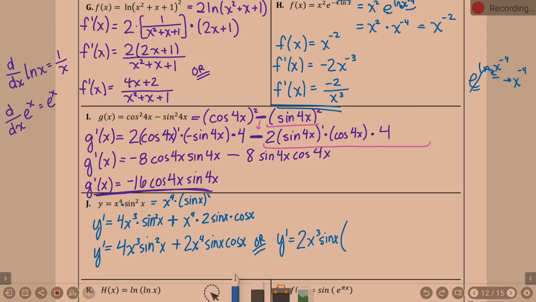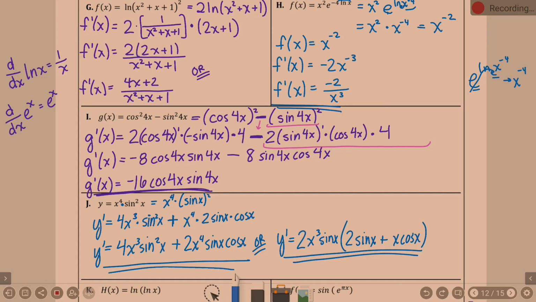So when I do that on the first term, I'm going to be left with 2 sine x. Plus, on the second term, I'm going to be left with x cosine x. So we have the first answer or the factored version. They're both good. They both have their reasons. Okay. Continuing along.